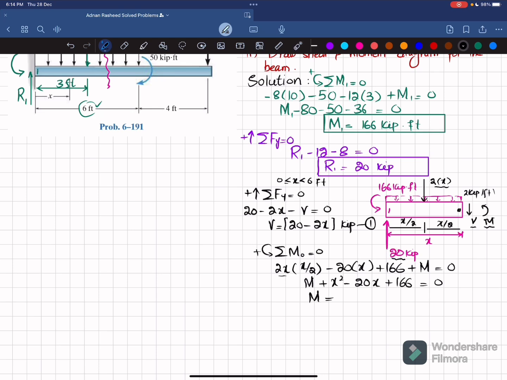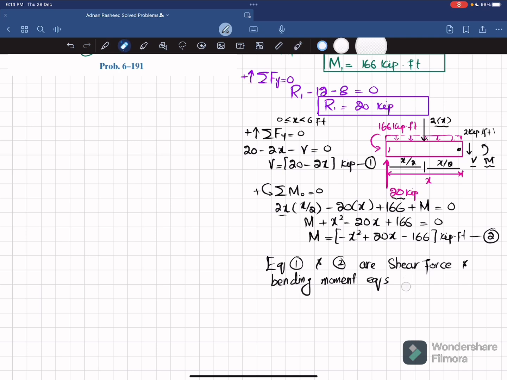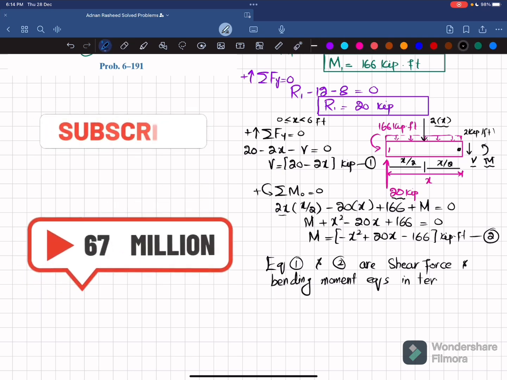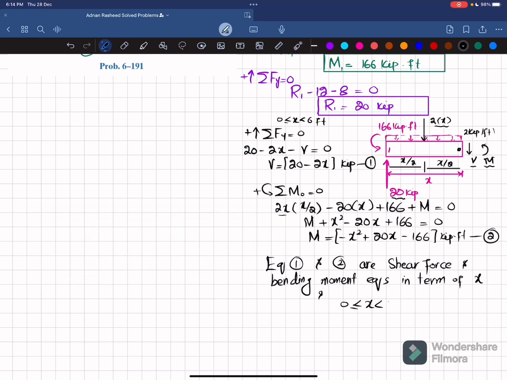So this moment equation will be equal to minus x square plus 20x minus 166, and the unit will be kips into feet, and this is equation number 2. So equation number 1 and 2 are shear force and bending moment equations in terms of x, and here you will use x greater than 0 and less than 6 feet. Clear? So this is the answer of our first part.